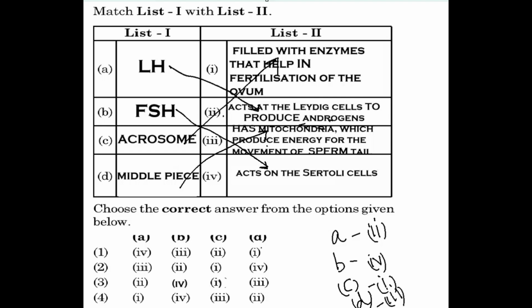We have to pick up the correct answer from the options given below, and the correct answer is option number 3. A matching with 2, B matching with 4, C matching with 1, and D matching with 3. This is how this question is solved.